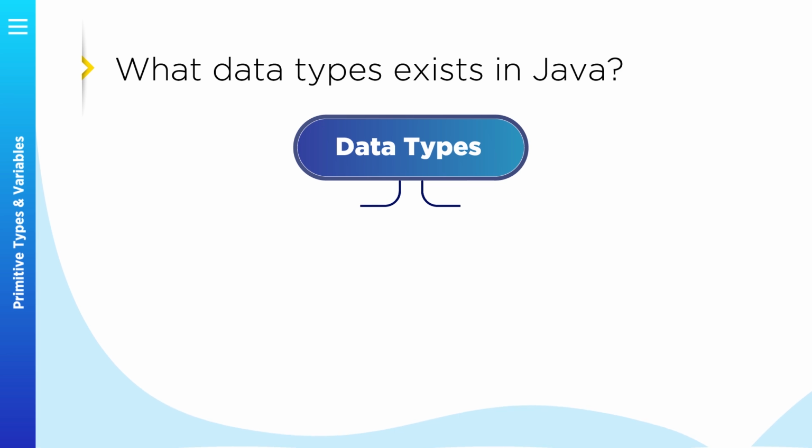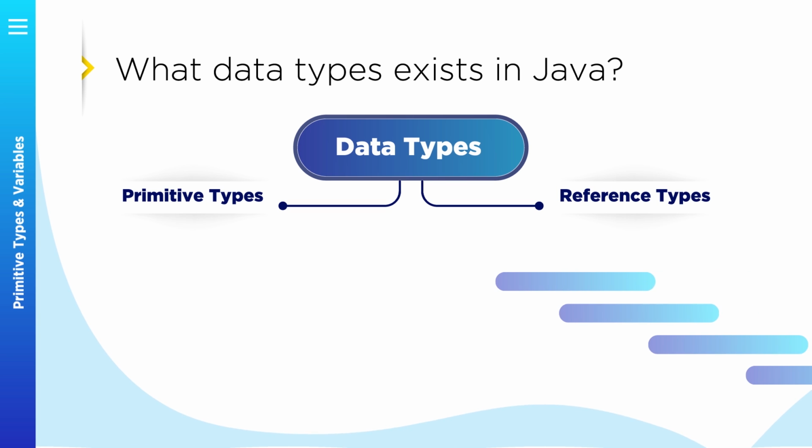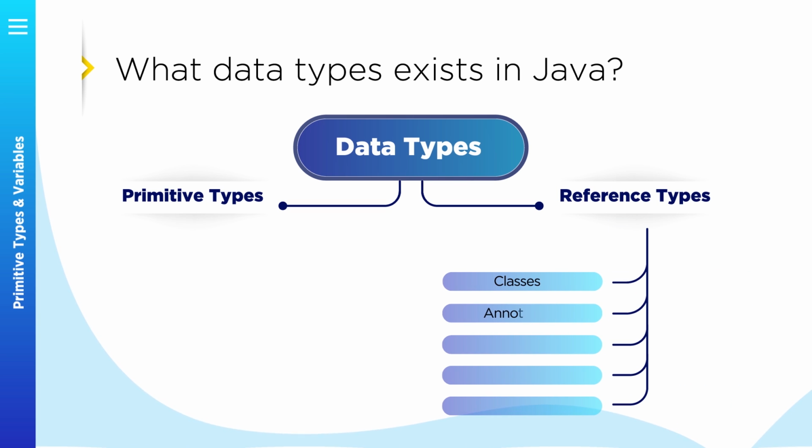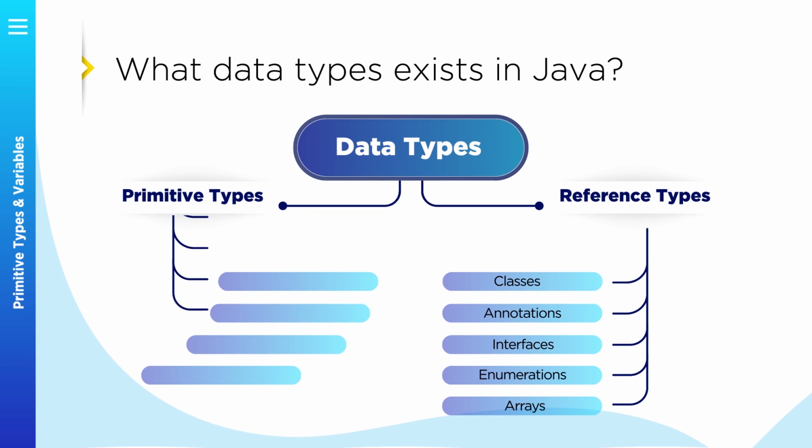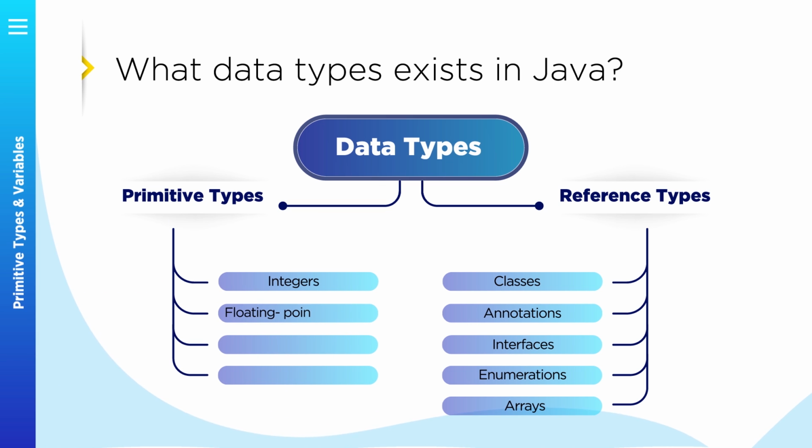There are two major groups of data types in Java. They are primitive types and reference types. Reference types consist of classes, annotations, interfaces, enumerations, arrays. We will not discuss reference types today in the lesson, but we will talk about them later in the course. Today we will talk about primitive types. They are integers, floating point numbers, booleans, characters.